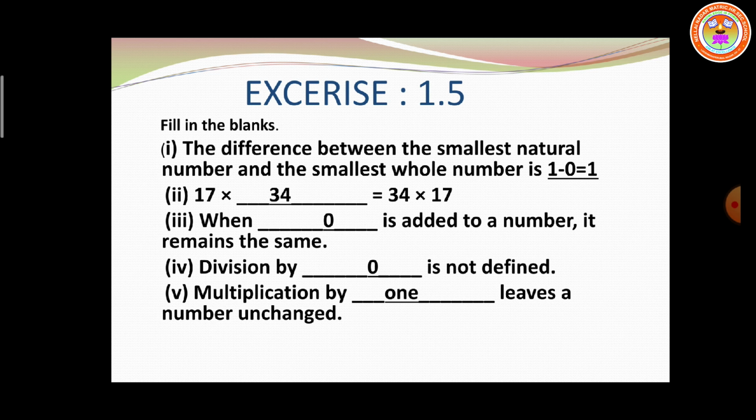Now see the third fill up. When dash is added to a number, it remains the same. It means the number will be the same. What must be added to a number to get the same number? 0. Very good. Fourth one, division by dash is not defined. I told you division by 0 is meaningless. Multiplication by 1 leaves a number unchanged. Any number multiplied by 1 gives the same number. Is it clear, children, these fill-ups?